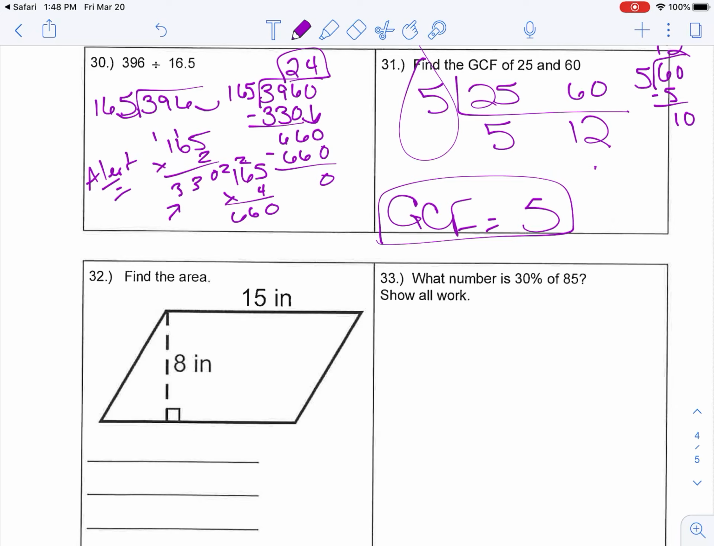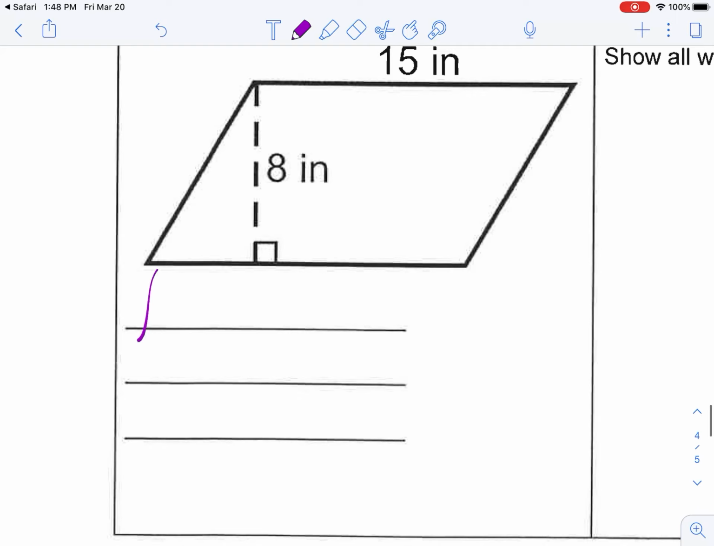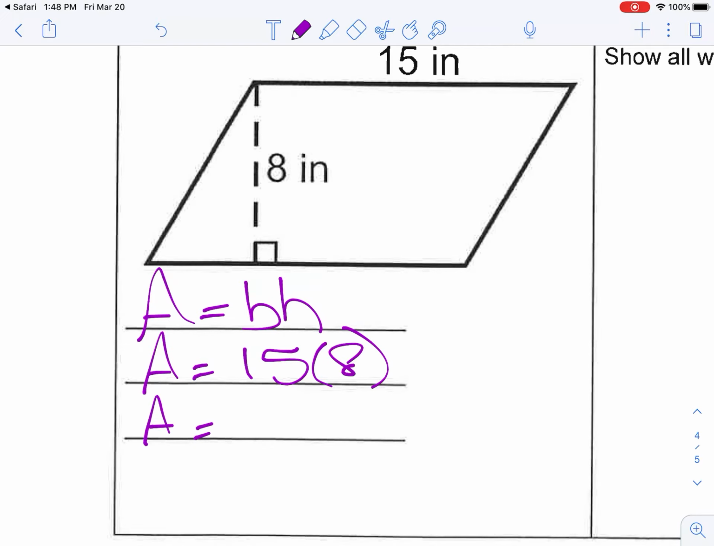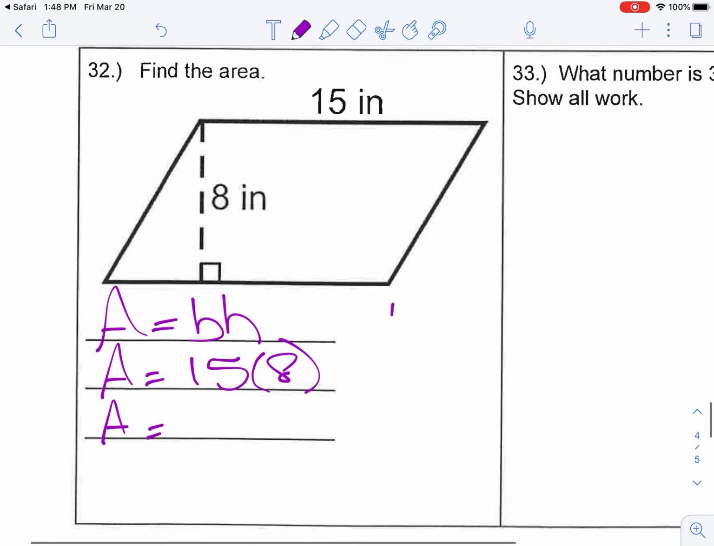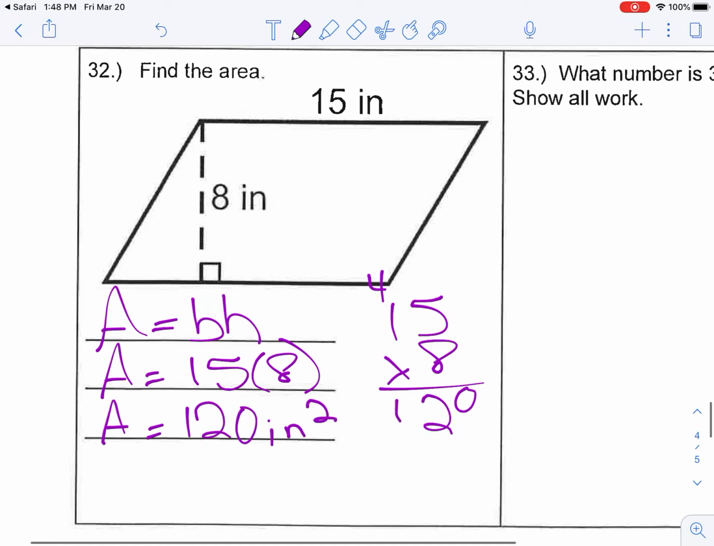Parallelogram for number 32, we're finding the area. Area is just base times height. So formula on the line, the base is 15, the height is 8. Remember, don't use diagonals. It didn't give us one, but don't use diagonals. Use that straight vertical line. So we have 120 inches squared.